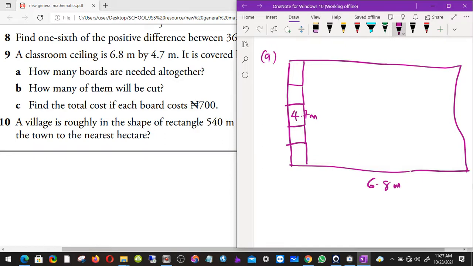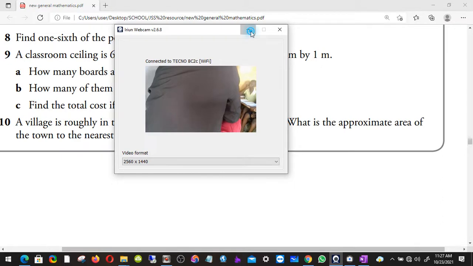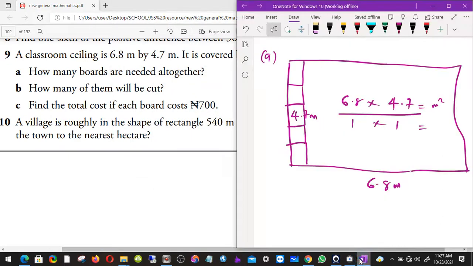So the big area will be what? 6.8 times what? Take note, it's in meters. So the answer will be in meter square, right? Then what fits in is 1 by 1, and it will also be in meter square. Do you get it? That fitting is to be covered by boards 1 meter by 1 meter. So what is 6.8 times 4.7, please?